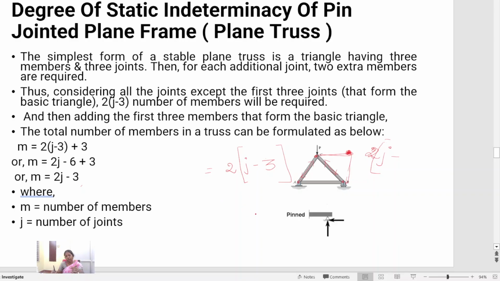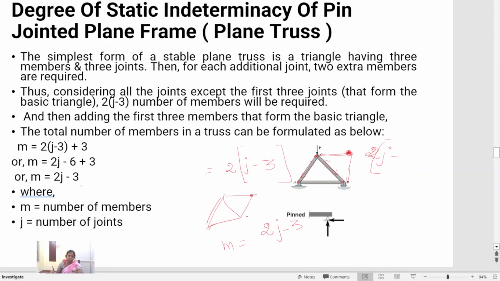In simplest form, it is a basic triangle. So if we need an additional joint, you require 2j, and if you eliminate, it is minus. So it is 2j minus 3, which is equal to the number of members.